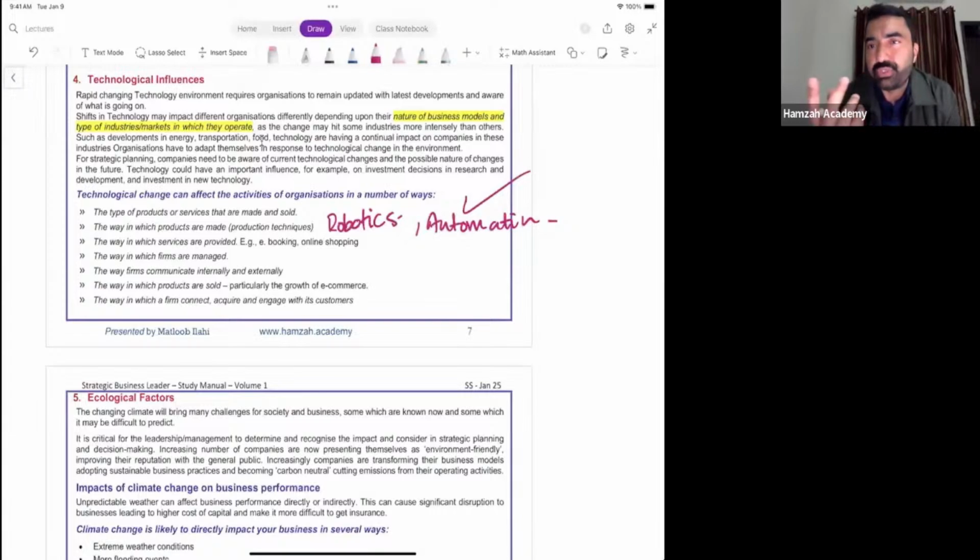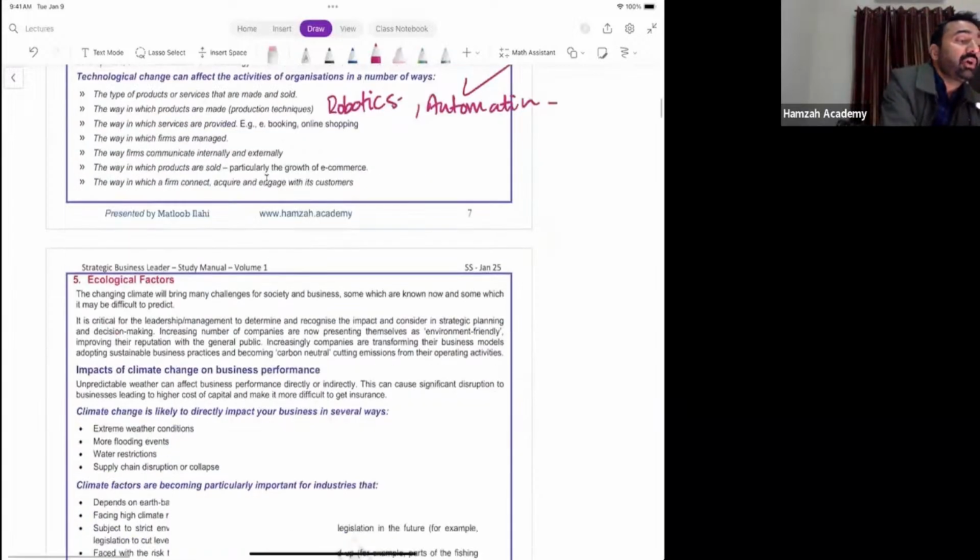This is about communication. For example, you can talk about Microsoft 365 or different Microsoft apps, the way in which products are sold, particularly the growth of e-commerce, and the way in which firms connect, acquire, and engage customers. So technology is at the heart. Technology is at the center. That's why at SBL there is a complete section on technology. And as I told you earlier at the start of the class, technology is part of the strategy of the organization.